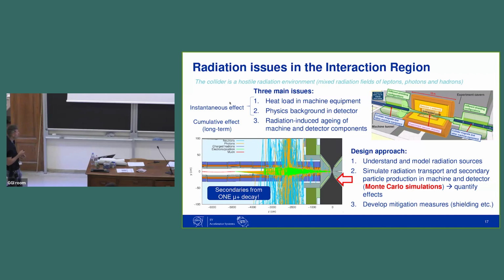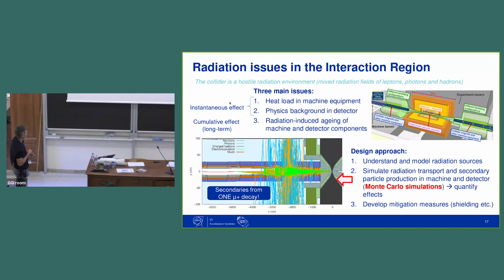So what is our design approach for the muon collider? Of course, we don't have any test setup to play with. We need to do this via simulations. So first of all, we have to understand and model all the different radiation sources. We have to simulate the radiation transport and secondary particle production in the machine and in the detector. For this, we use Monte Carlo simulations. There are already very sophisticated tools available like Geant4, FLUKA, MARS, and other codes. And then we have to quantify the effects in the machine.